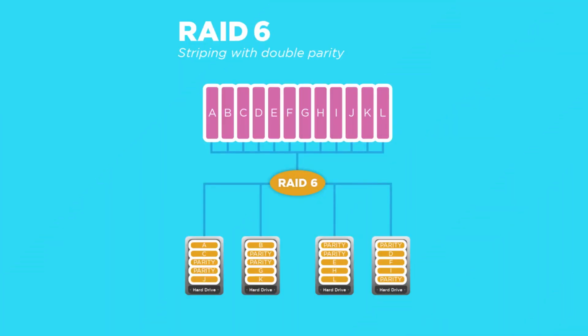So now, RAID 6. RAID 6 works similar to RAID 5 with a few differences. For RAID 6 to function, a total of 4 disks or more are required. RAID 6 also uses parity.